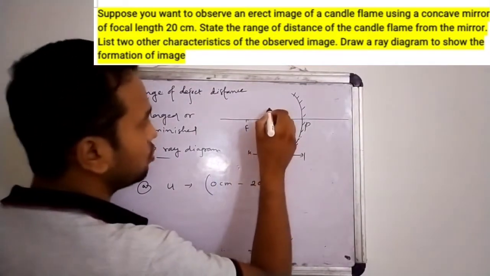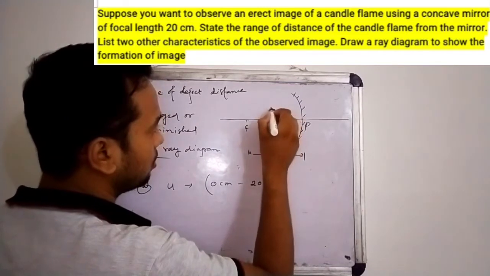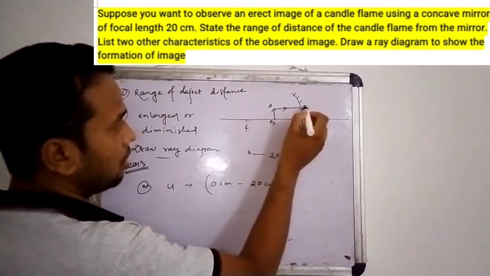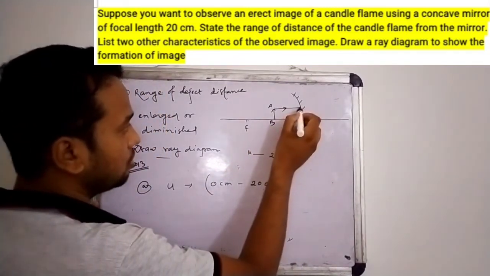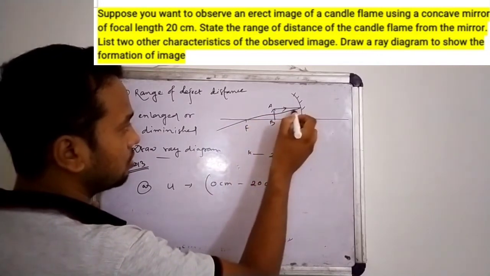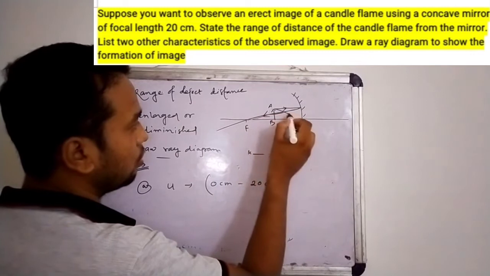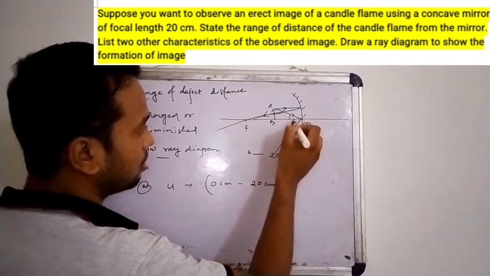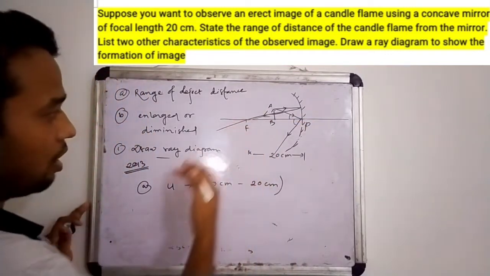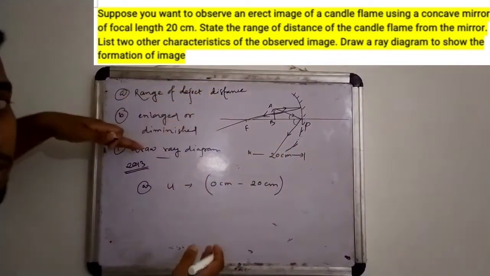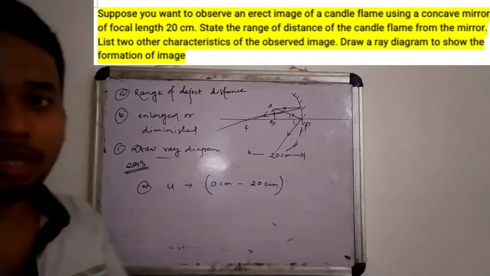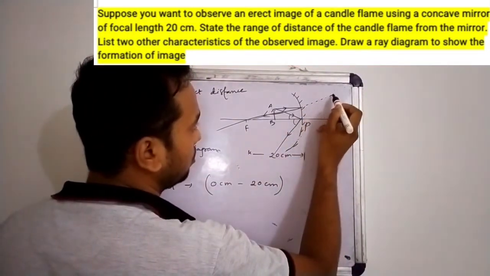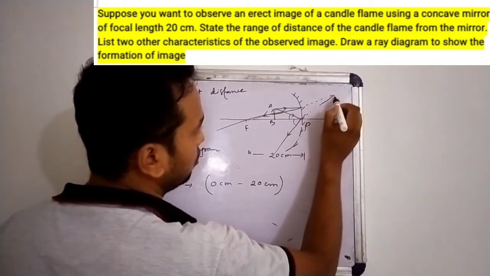And suppose we put the object. This is the object AB. This ray is parallel to the principal axis, so after reflection it will pass through the focus like this. And the ray which is incident at the pole will follow the laws of reflection, that means this angle and this angle will be equal. On this side, these two reflected rays can't meet because they are moving apart from each other. So we have to extend the reflected rays in the backward direction. So here the image will form.